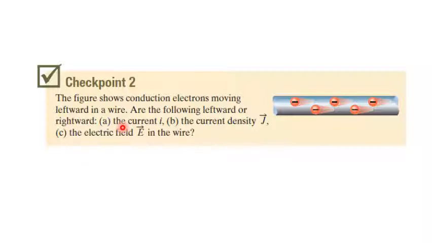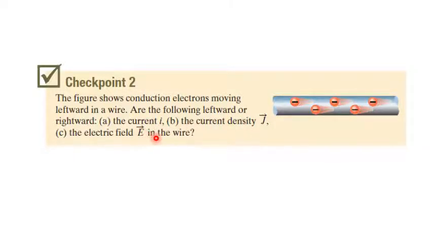Actually, if we are talking about the current, we are talking about the motion of positive charge. So if the negative charge is moving from right to left, it is equivalent to positive charge moving from left to right. So in this case, the current is moving in the opposite direction to the motion of negative charge. So it is rightward. Current density: if the current is rightward, the current density is rightward, because the current density is the current per unit area, so it is in the same direction as the current.